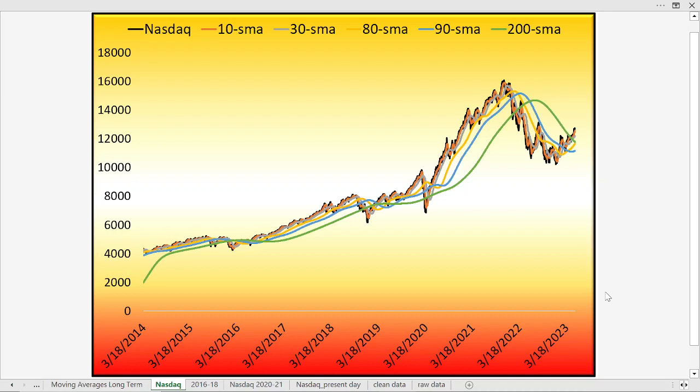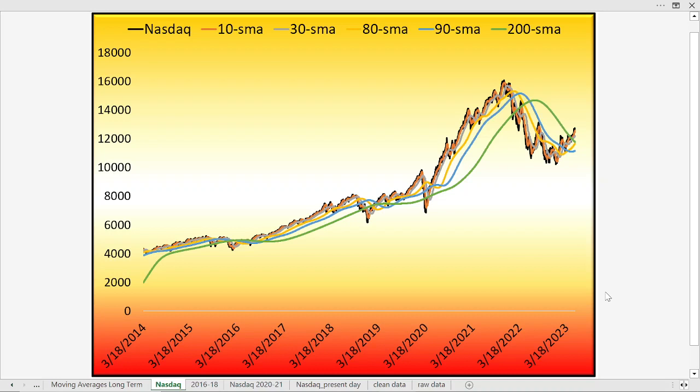The black line here represents the NASDAQ. This goes back to 2014, and we have a number of different moving averages. No moving average we chose for any particular reason, except they're pretty common levels. The 10 simple moving average, the 30, the 80, the 90. The 90 and the 200 are very popularly used.